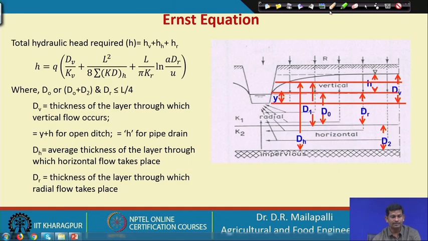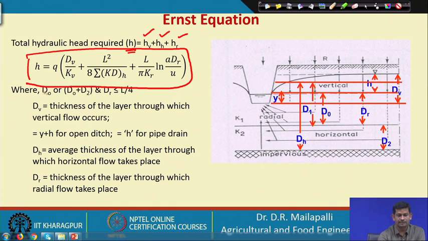In the case of Ernst's equation, the total hydraulic head required, H, is equal to the sum of the vertical, horizontal and radial components. If you combine all of these, the equation looks like this. This is the total Ernst equation, where d0 or d0 plus d2 is used.